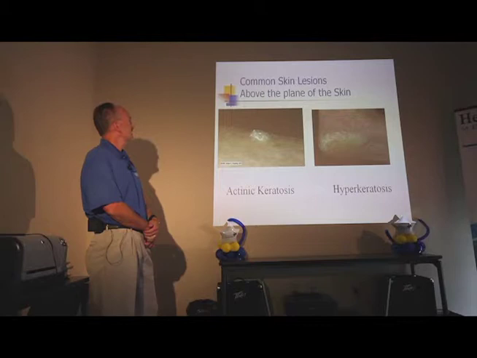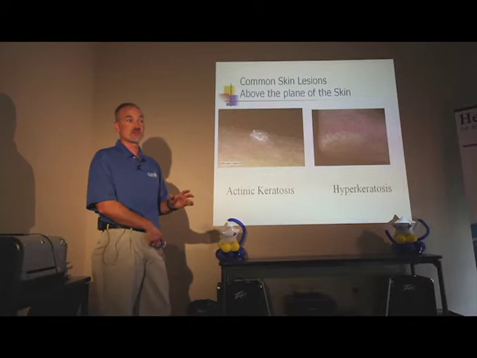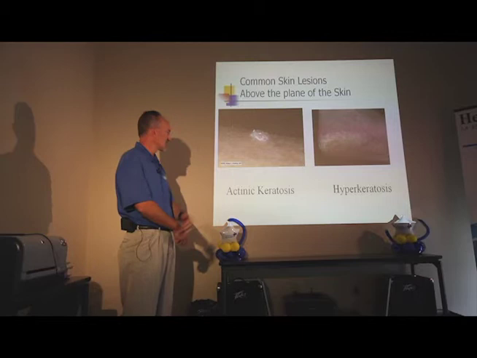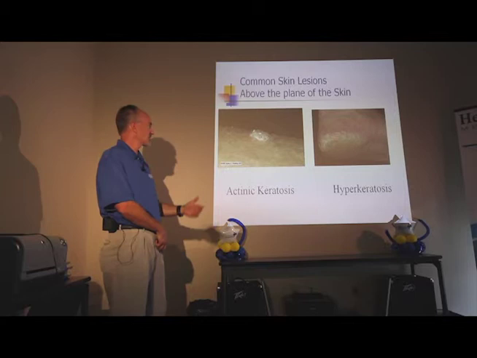Now we're moving to the skin lesions that are above the plane of the skin. These would be things that you could run your hand over and you could feel. The one on the left here is actinic keratosis. You feel a little firm, horn type thing that you can get on the top of your head or on any sun-exposed surface that needs to be frozen off. It can be a precancerous type lesion, but they can be frozen off and usually don't cause you much problem.